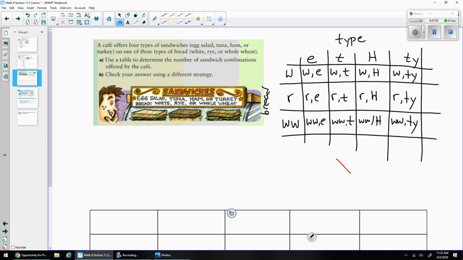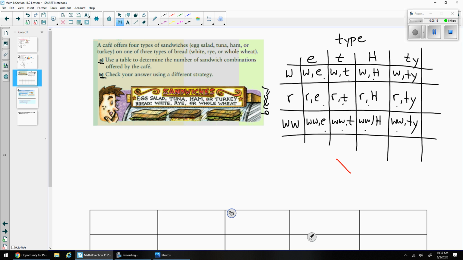So now we can see how many there are. We can count them: 1, 2, 3, 4, 5, 6, 7, 8, 9, 10, 11, 12. There we did it. There's 12 different sandwich combinations offered by the cafe. So we answered A. Well, B, let's check the answer using a different strategy.